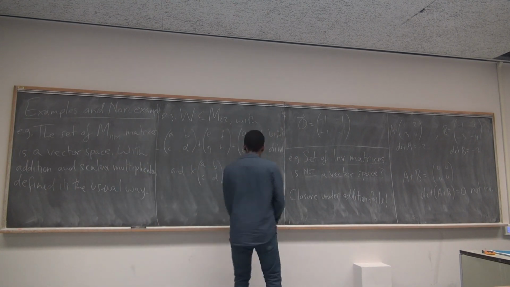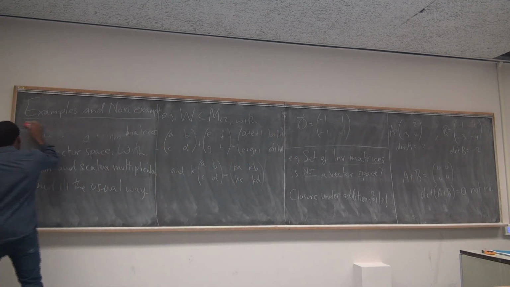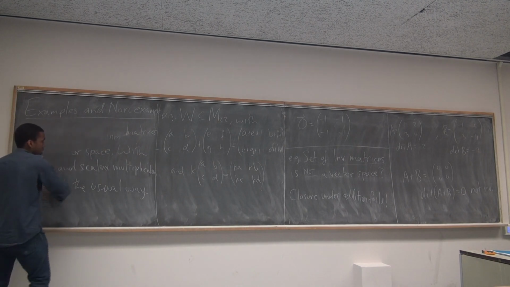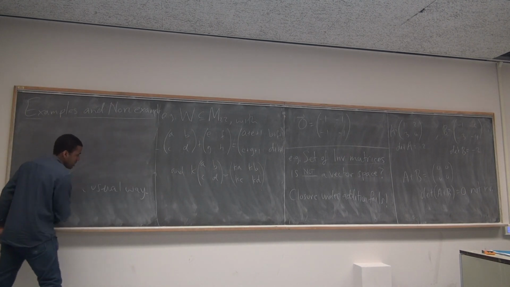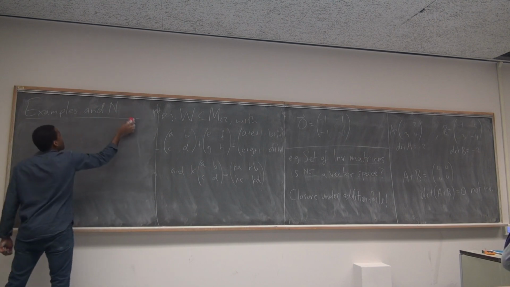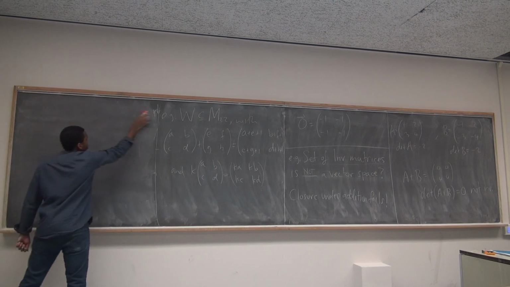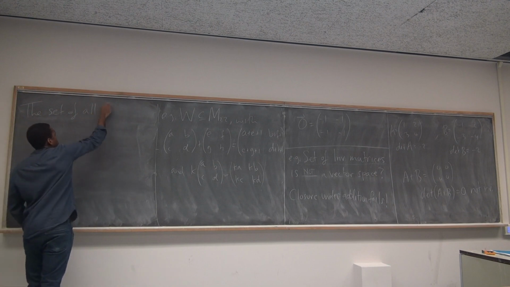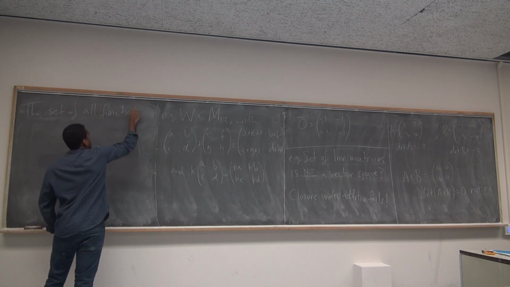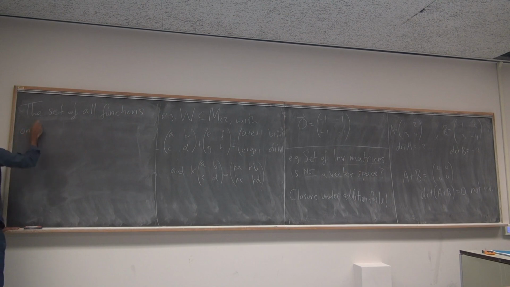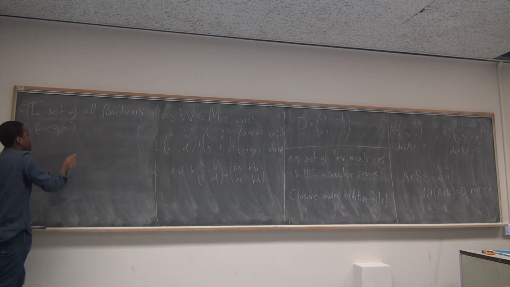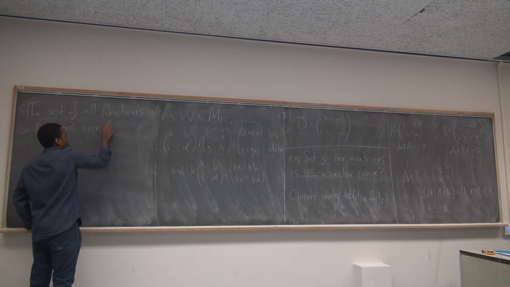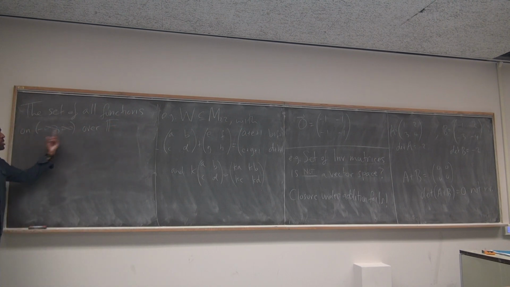Are there any more examples? Sure. There are tons of examples. I want you to get used to some of them. We will be using them later on, so I'll spend some time defining a bunch of them. We're still doing examples. The set of all functions from minus infinity to infinity over F. By the way, when I say a set of something over F, I mean F is the scalar field.